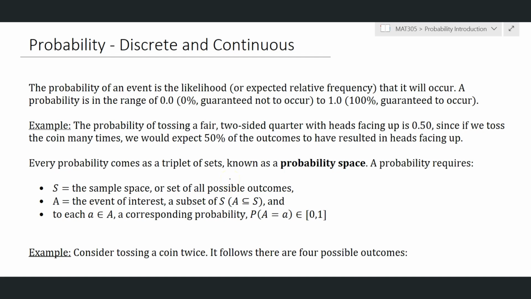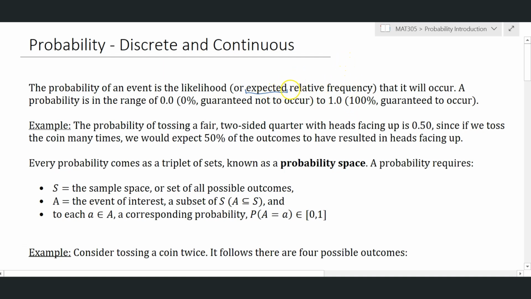Risk and randomness is an incredibly important thing in artificial intelligence and machine learning, especially where there is some degree of uncertainty. So, mathematically speaking, the probability of an event is the likelihood, or better yet, using the phrase expected relative frequency that it will occur. So expected relative frequency presents a couple of important terms here. Expected means it's never guaranteed.